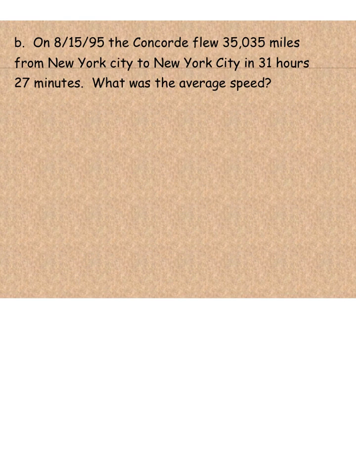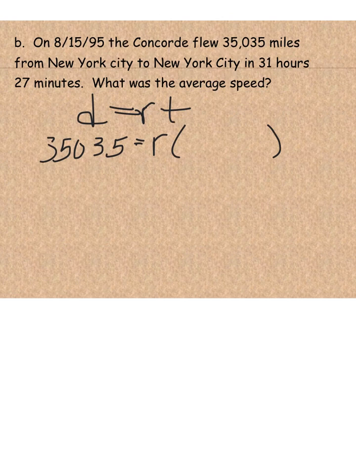In our next example, on 8/15/1995, the Concorde flew 35,035 miles from New York City to New York City in 31 hours, 27 minutes. What was the average speed of the Concorde? So using our same formula, D equals R times T. We know our distance is 35,035 miles, so we'll substitute that for D. We don't know its average rate of speed. We're looking for R. And the time is given as 31 hours, 27 minutes.